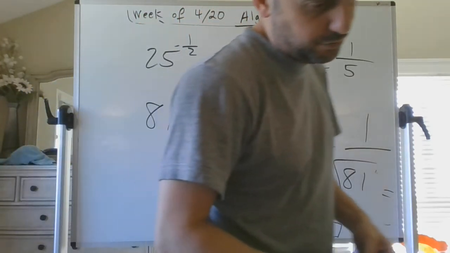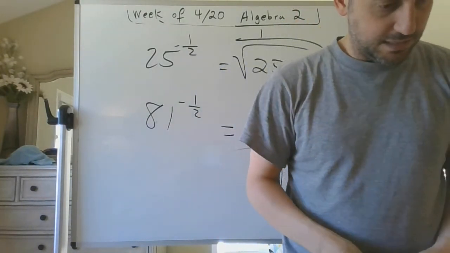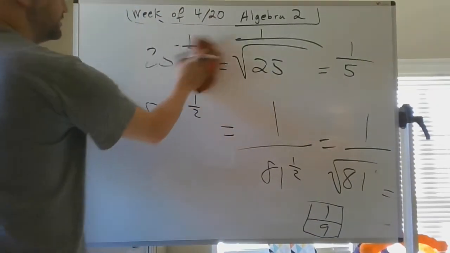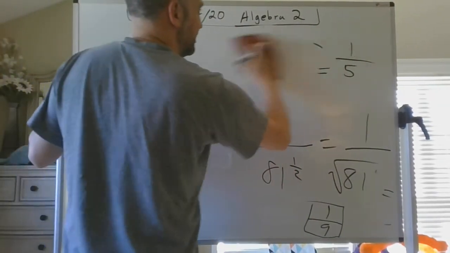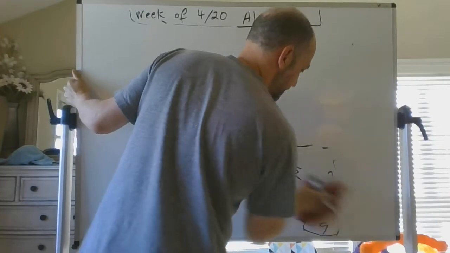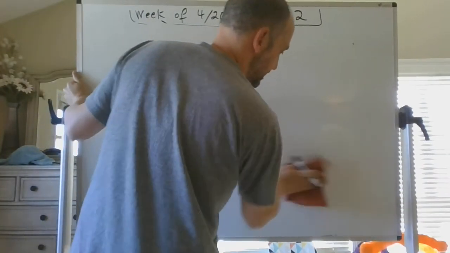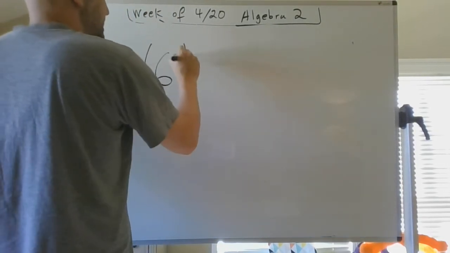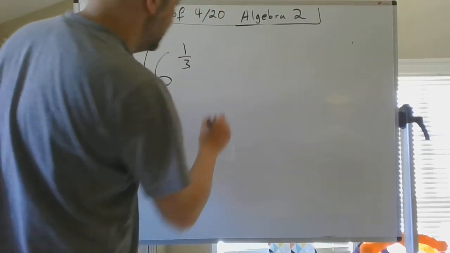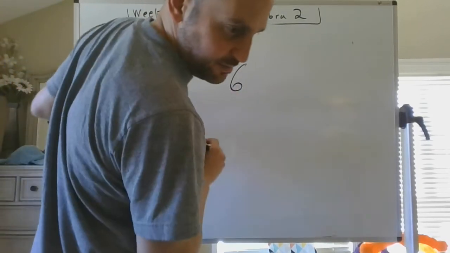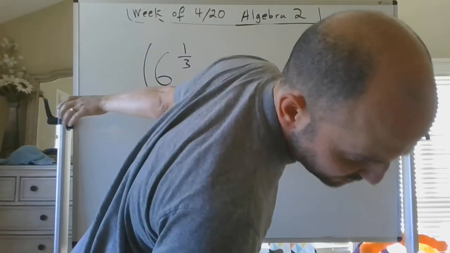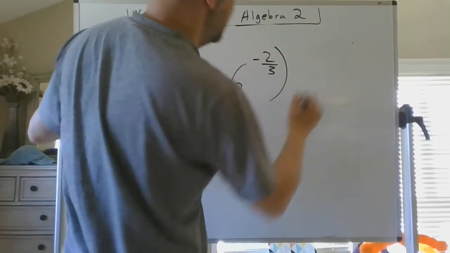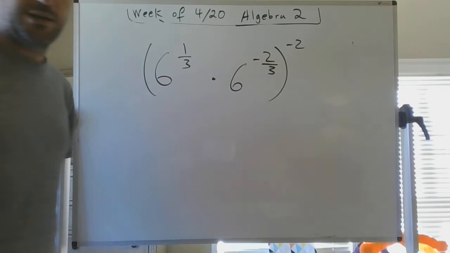Let's now go through something a little more spicy. Okay, let's do this now. Erase all that. All right, let's try something like this. What if I gave you 6 to the power of 1/3 times 6 to the power of negative 2/3, all of this to the power of negative 2. Okay, so there's quite a bit going on here.